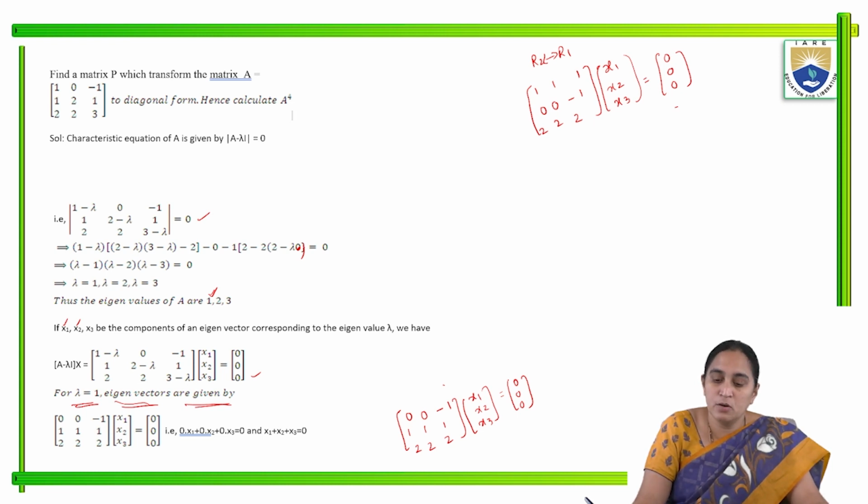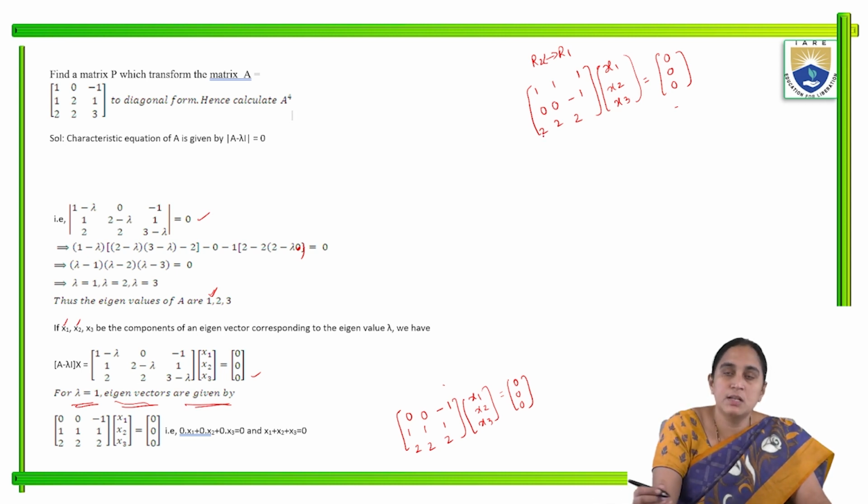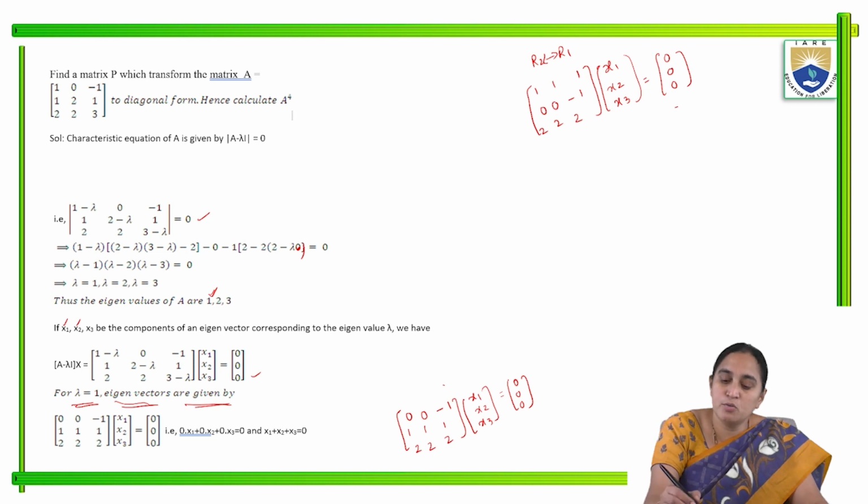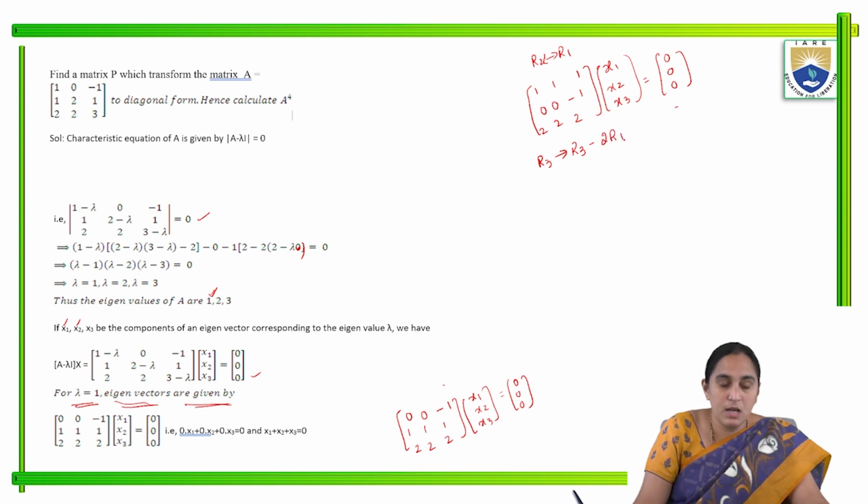Now I am applying the row operations to make the first elements of R2 and R3 zero. But here R2's first element is already 0, so there is no need to apply a row operation on R2. Directly I apply it with respect to R1 to make R3's first element 0. For that, what is the row operation? R3 tends to R3 minus 2R1.